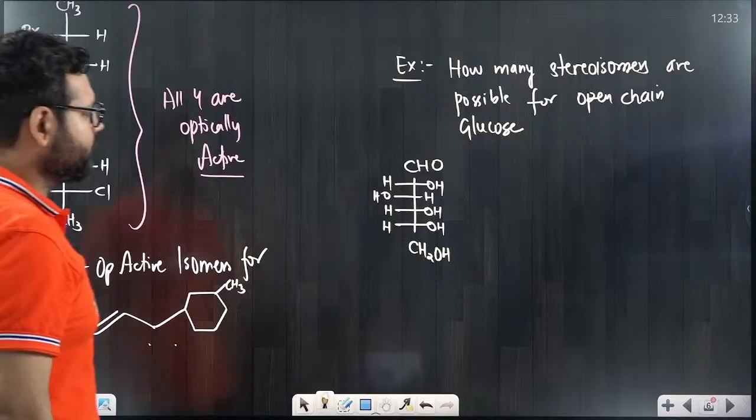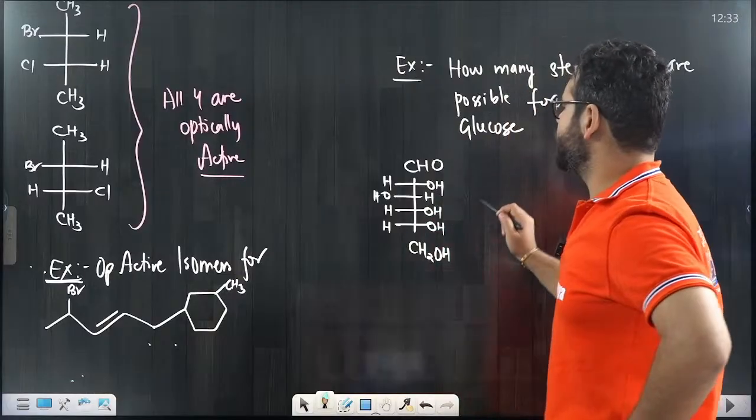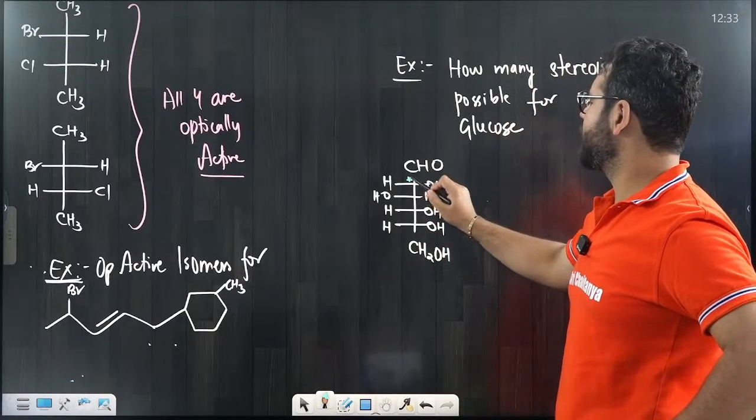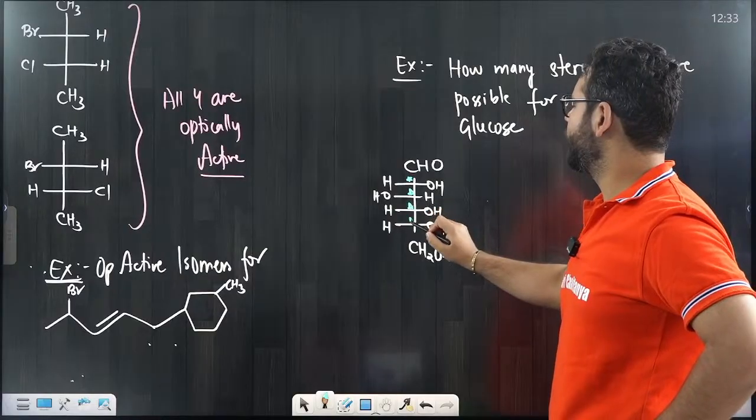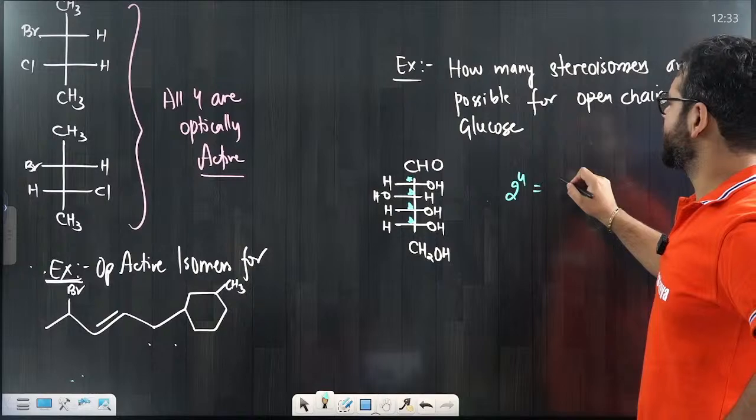Glucose, 16. Okay, good. So glucose has how many chiral carbons? This carbon is chiral: 1, 2, 3, 4. Four chiral carbons are there. So 2 to the power 4, which is 16. That is correct.